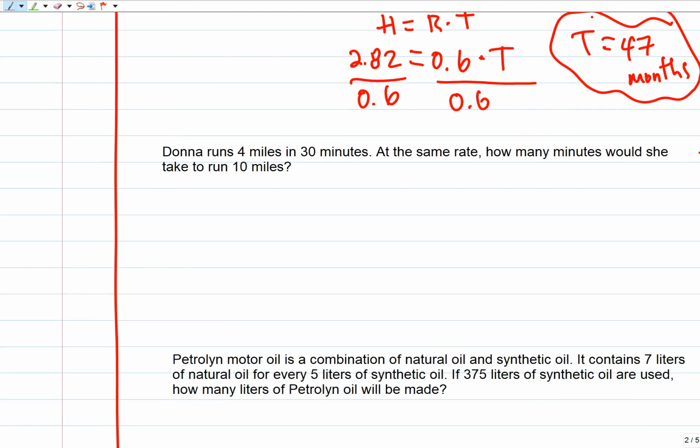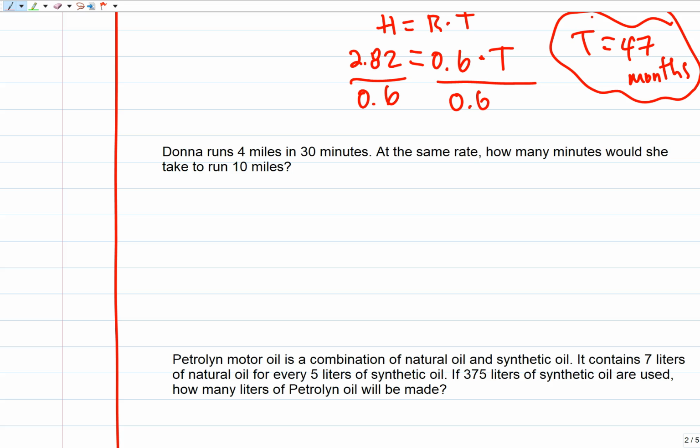Donna runs 4 miles in 30 minutes at the same rate. How many minutes would she take to run 10 miles? There's two ways to do this. I'm going to show you a way that I've seen a lot of students do first, and then I'll show you the way that I was taught. Both are right, and depending on what makes sense to you, you'll be able to do either.